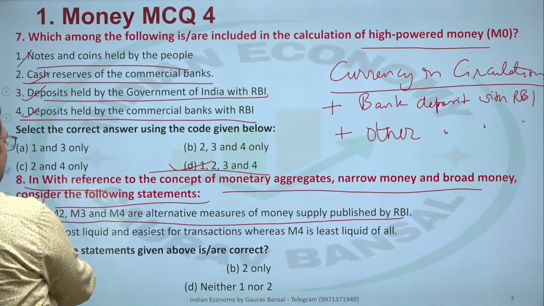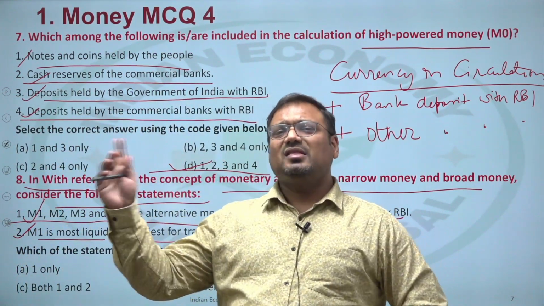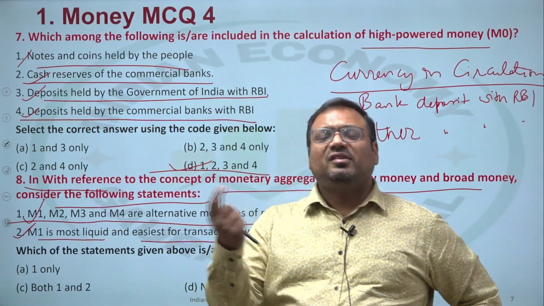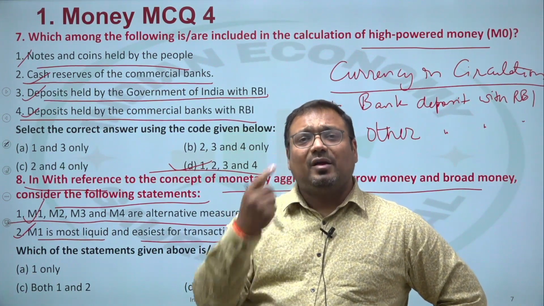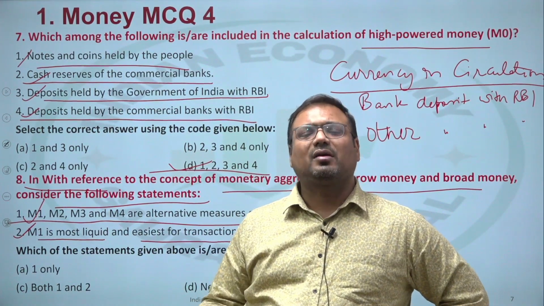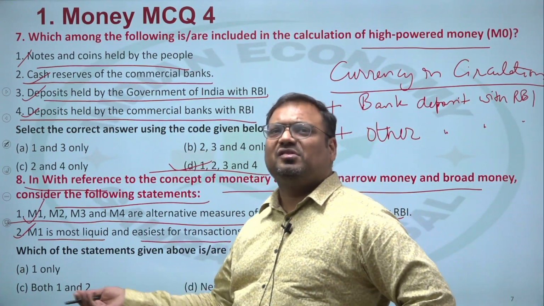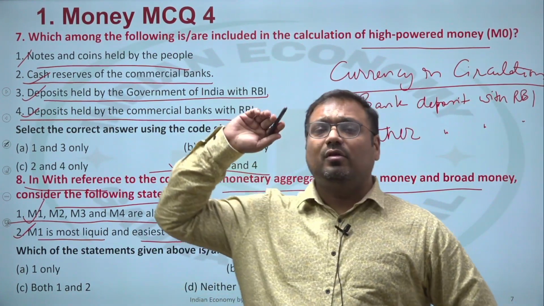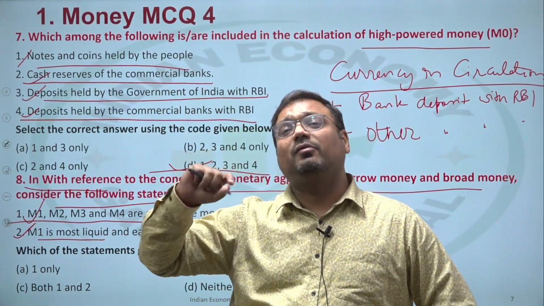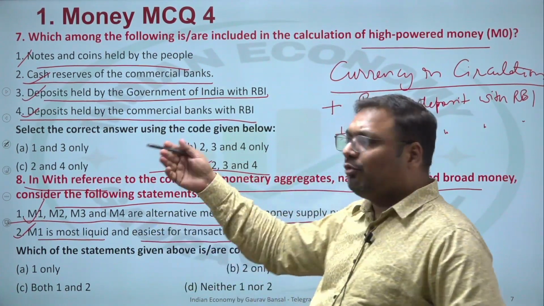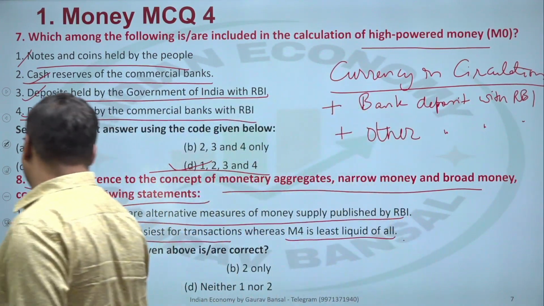Second, M1 is the most liquid and easiest for transaction, whereas M4 is least. I've already discussed it. In M1, your savings account deposits and current account deposits come. You can withdraw that. When I go to market, I buy with currency in my pocket and through my debit card, money in my bank account. So M1 includes that only. It is transaction money which is easily available. In M4, we have FD in bank and FD in post office. If you want to spend that money, it will take a lot of time, whereas M1 you can spend immediately. So M1 is most liquid and M4 is least liquid. That is also correct. So both 1 and 2 here.